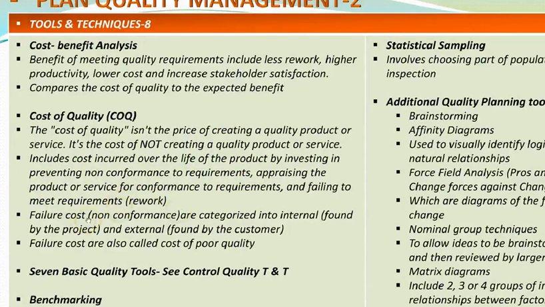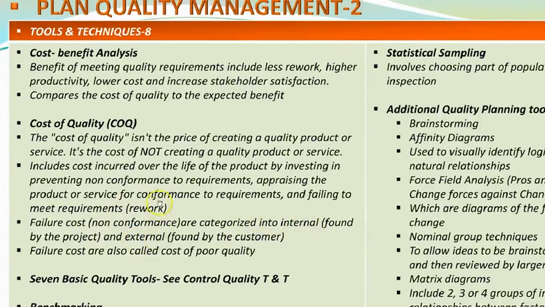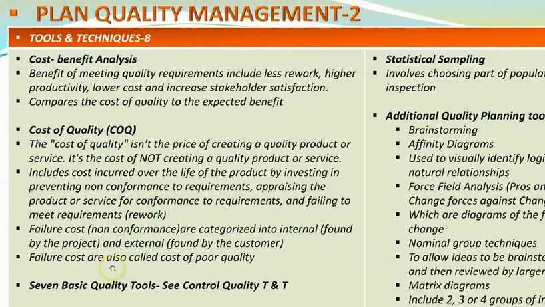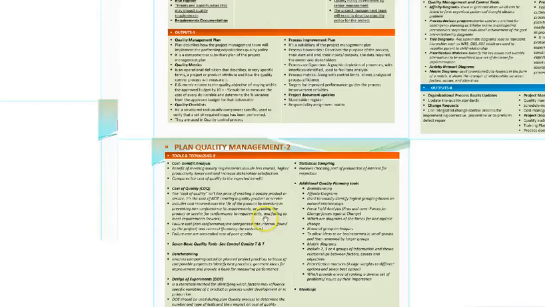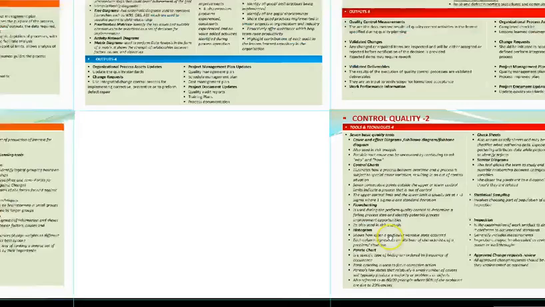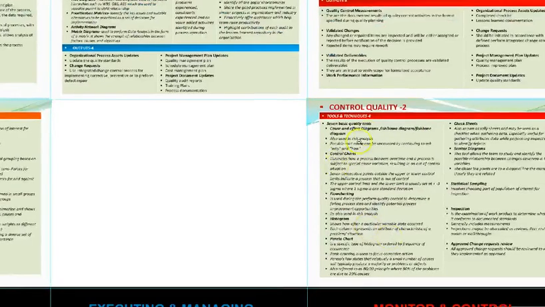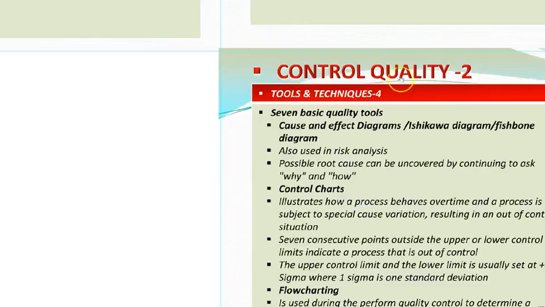Failure cost or cost of non-conformance are categorized into internal and external. Internal is found by the project and external is found by the customer. Now failure costs are also called cost of poor quality. Then the next tool and technique is 7 basic quality tools, and we are going to review those 7 basic quality tools over here when we get to control quality.